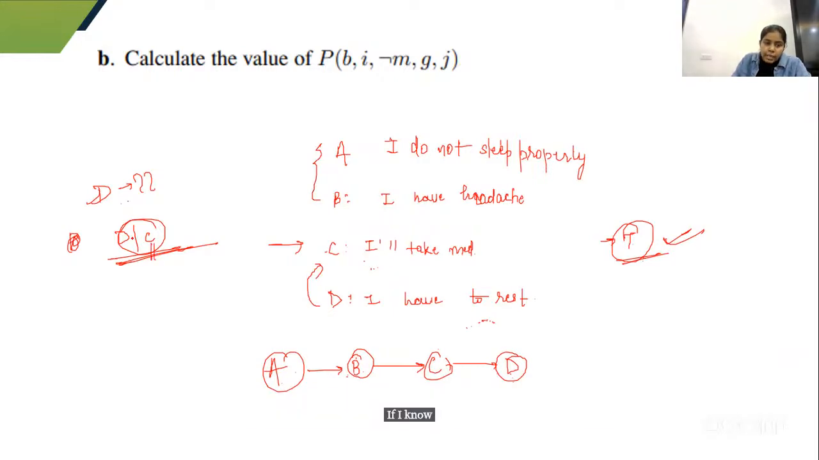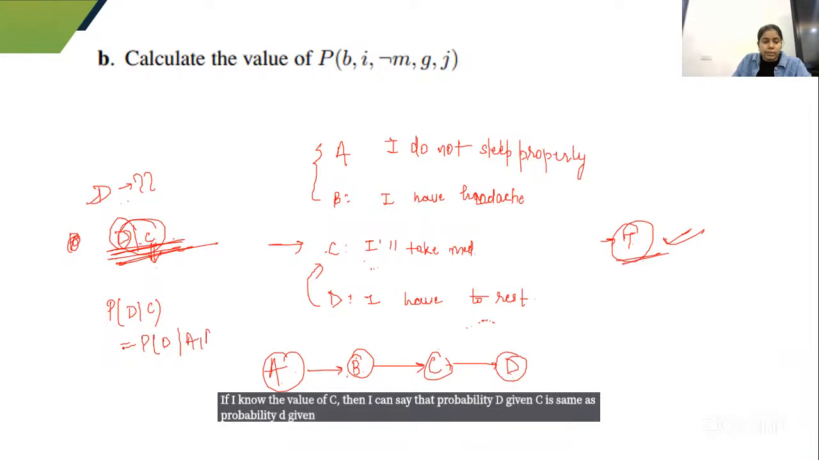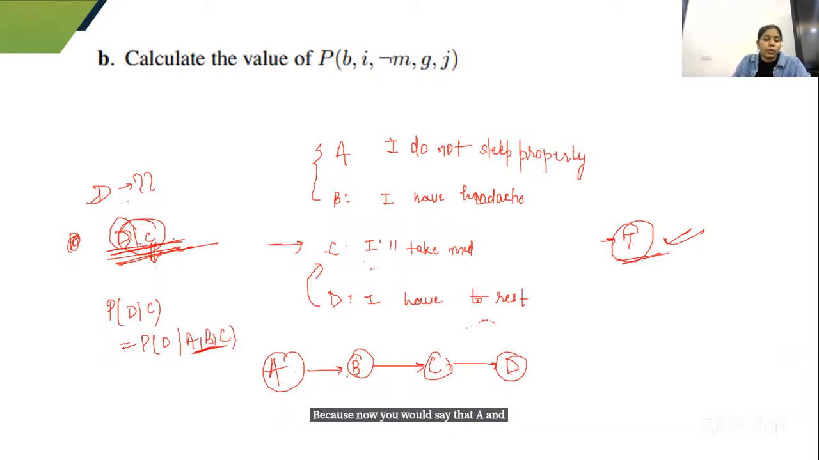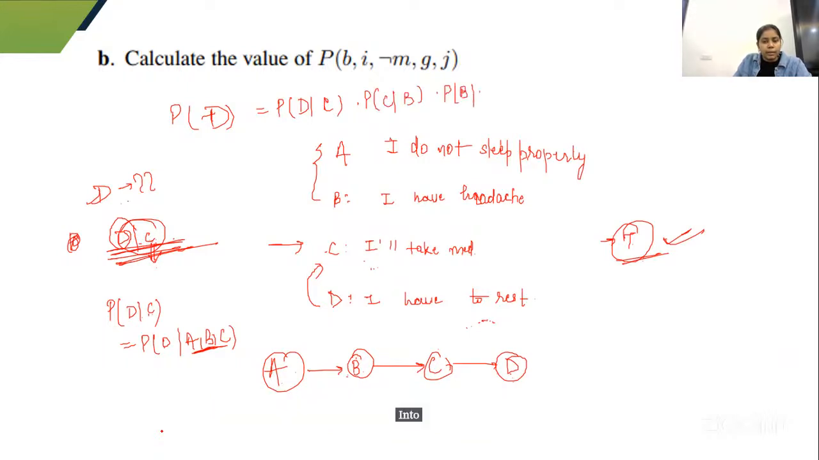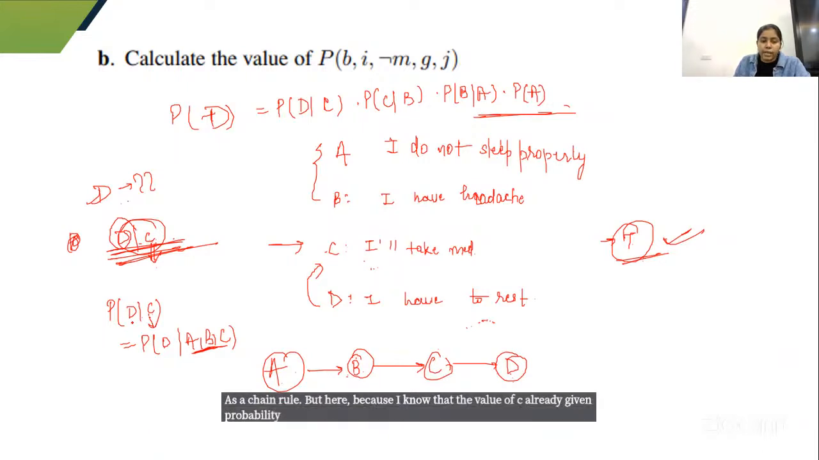If I know the value of C, then I can say that probability of D given C is the same as probability of D given A, B, C, because now A and B do not matter what value they take; it depends on the value of C. But if they are asking for the probability of D in general, I would write it as probability D given C, times probability C given B, times probability B given A, times probability of A, as a chain rule. But here, because the value of C is already given, I can write it as probability D given A, B, C.